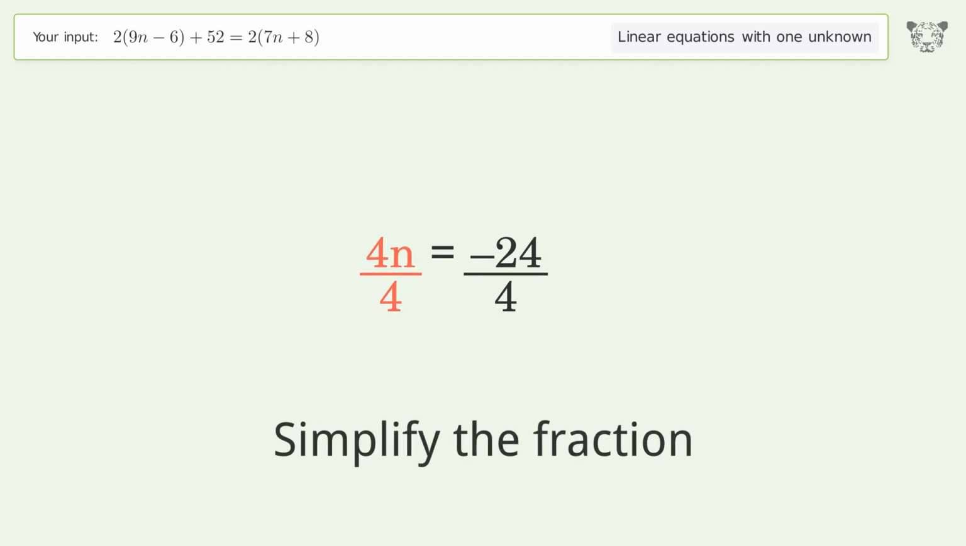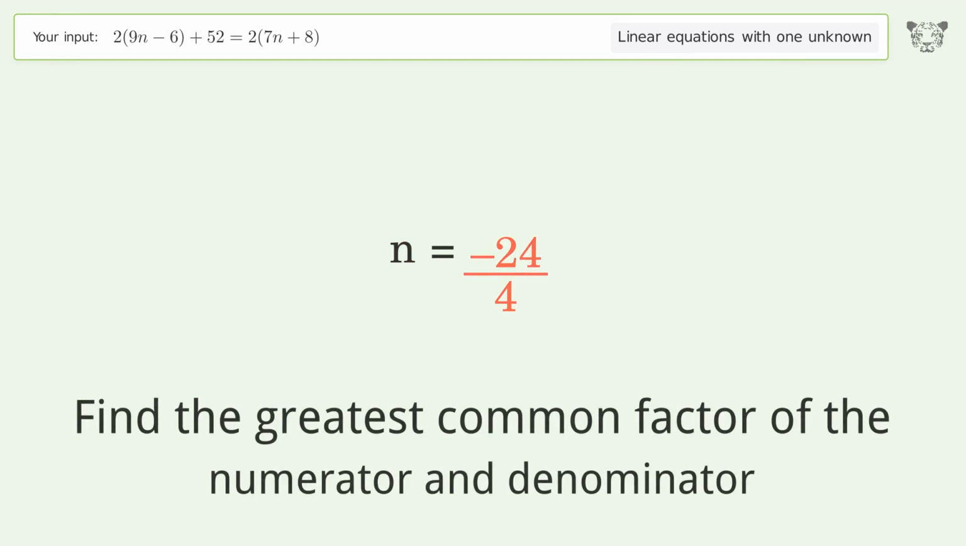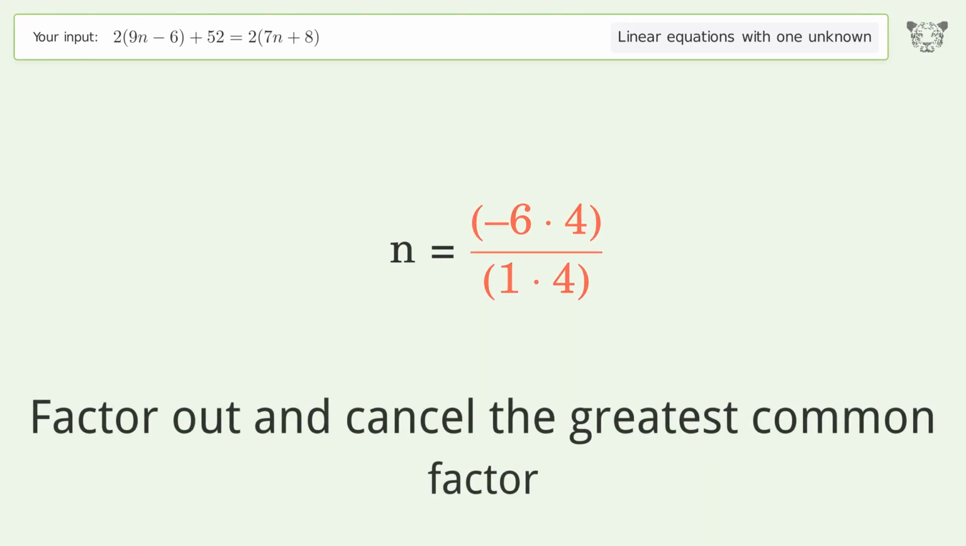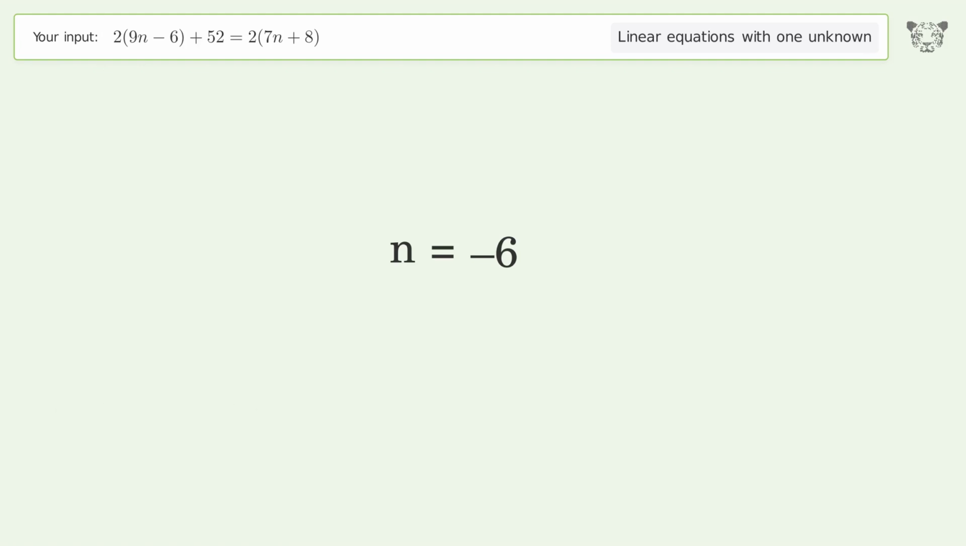Simplify the fraction. Find the greatest common factor of the numerator and denominator. Factor out and cancel the greatest common factor. And so the final result is n equals -6.